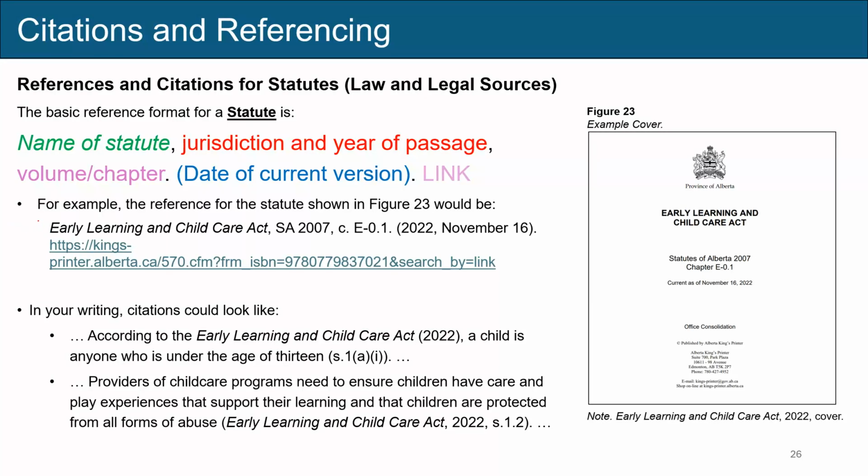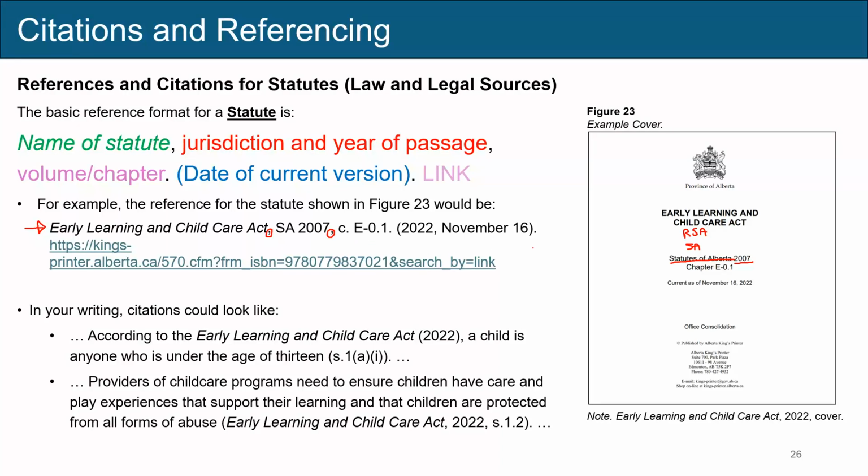To begin, we start with the title, and the title is immediately italicized. So here it's the Early Learning and Childcare Act, comma, and then we have a shorthand. Statutes of Alberta is shortened to SA. Some of the older ones that you might see in Alberta might also have RSA for Revised Statutes of Alberta. And then there's other shorthands, but this would be what that is. So SA stands for Statutes of Alberta. Originally, this was developed in 2007, so it would be Statutes of Alberta 2007, comma.